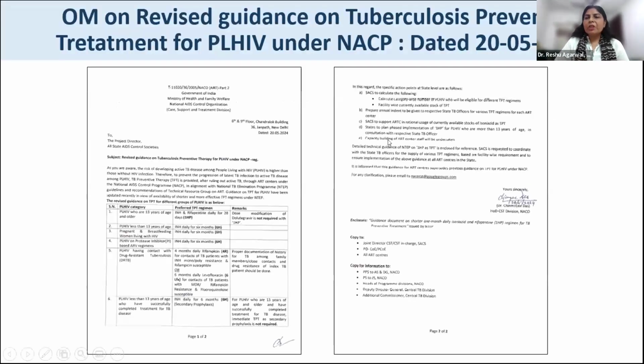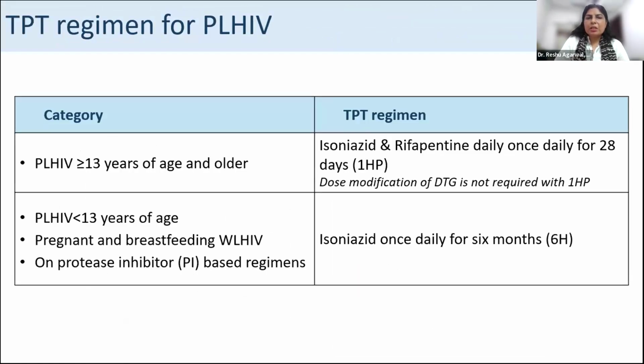So this was the OM which was issued in the month of May and sent to all the state AIDS control societies and ART centers. So you would have seen this OM. And based on this OM, for the PLHIV who are more than 13 years of age or older, the preferred regimen is 1HP, or the isoniazid and rifapentine daily, once daily dose for 28 days. And with this, no dose modification of DTG is required.